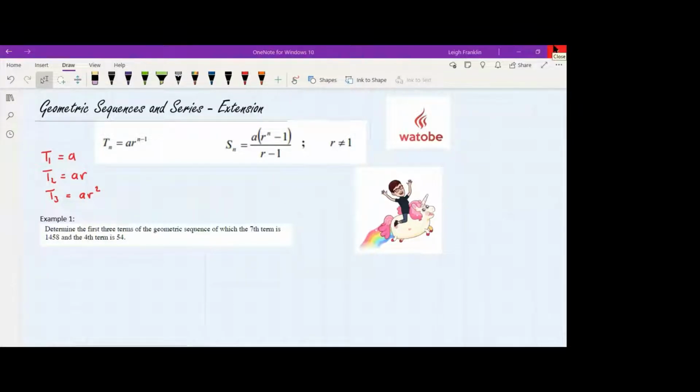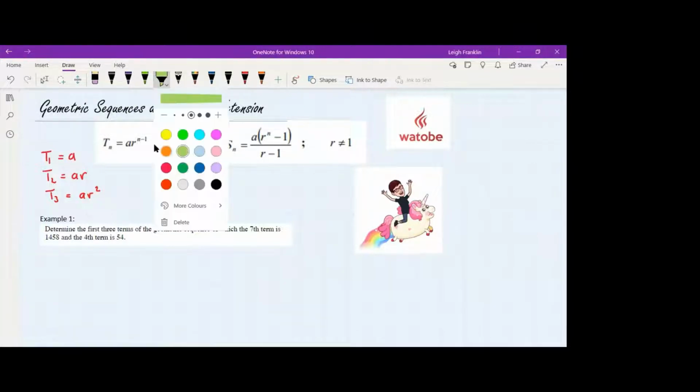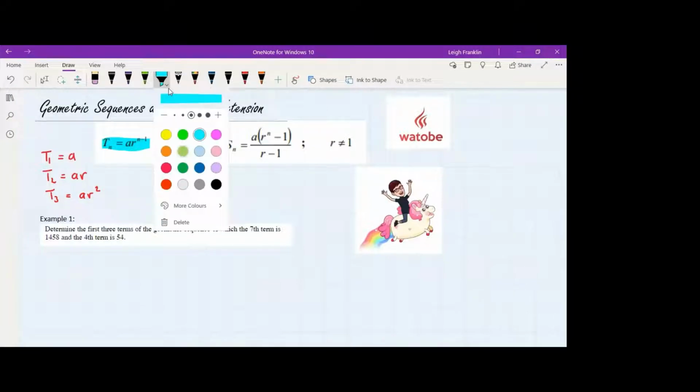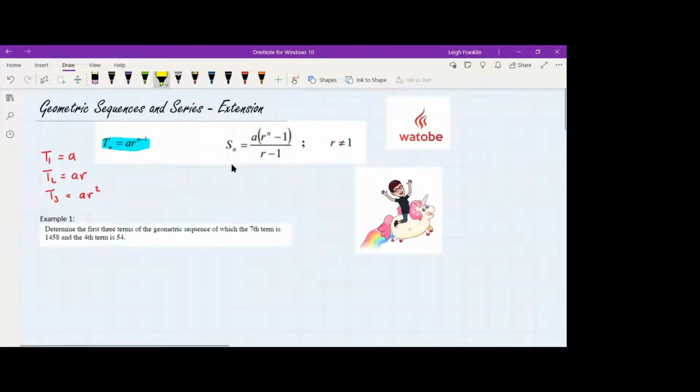All right, so in the previous session, we were talking about the term formula. The term formula for a geometric series is this one that I'm now going to highlight in blue. This is the term formula. And the sum formula is the one that I'm now going to highlight in yellow. That's this one over here. This is the sum formula.